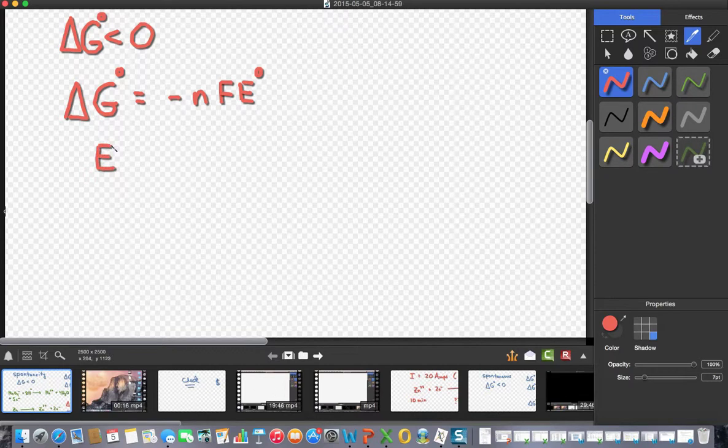Therefore, E standard state for a spontaneous reaction must be greater than 0. Very important criteria. Let me illustrate this with an example. So let's look at a couple of reduction potentials. Let's look at auric 3 plus, better known as gold 3 plus, plus 3 electrons being reduced to gold. And the reduction potential for this process is 1.42 volts.